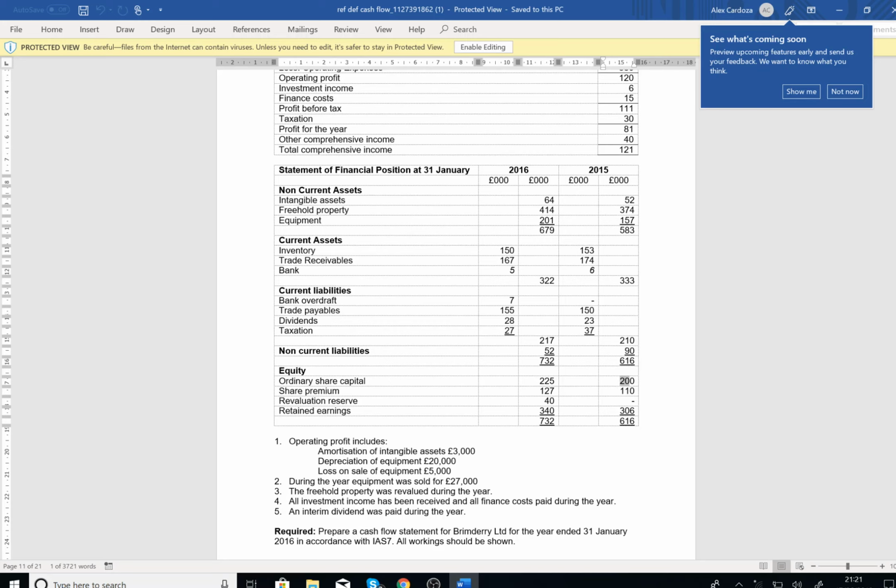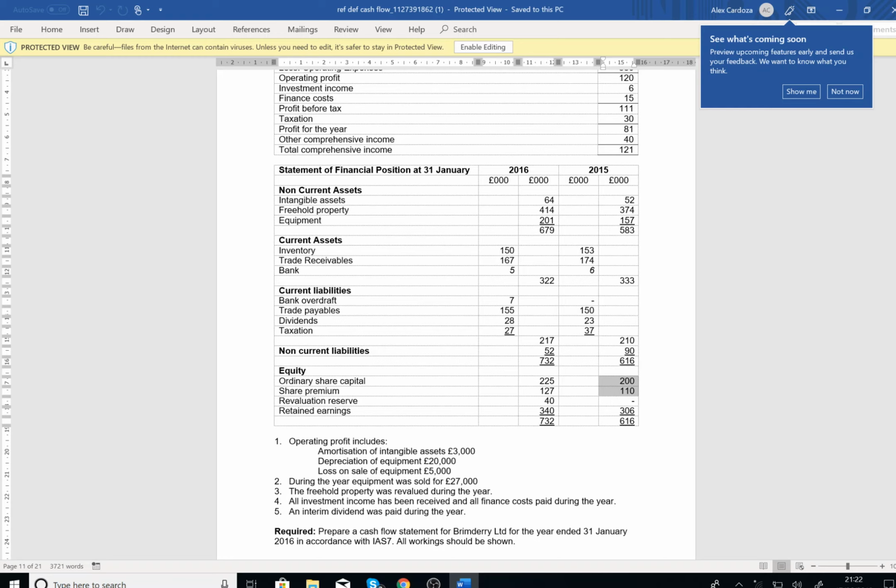So we know that we have increased our share amount, clearly. Okay, so what we need to do is understand what exactly that is, and we want to understand what our dividend payments were.